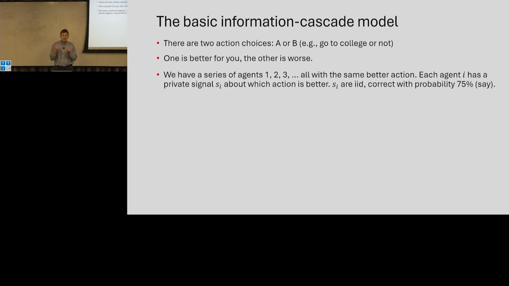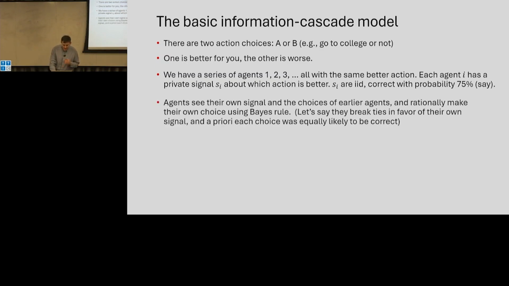And let's imagine these are IID, and they're correct with probability, say, 75%. So from your experience, you have a belief about which one is probably better. You know you might be wrong, because you don't know what's better or not. But say there's a 75% chance that the information that you have is correct. Okay? Right? Now, here's the model.